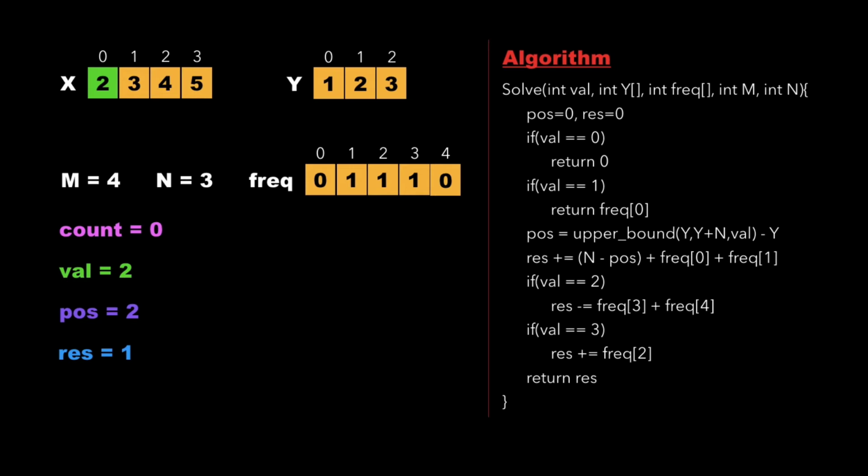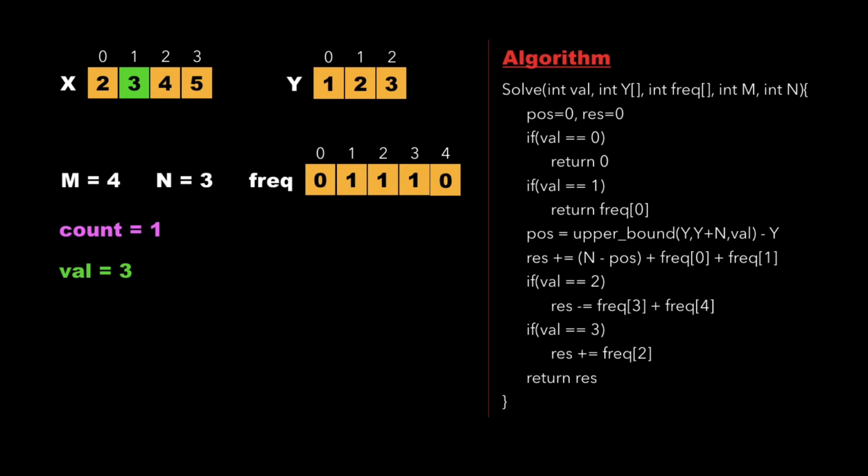And finally we return the result value. After returning, we update the count variable by adding the value of result to it. So the updated value of count is 1, which means that we have one pair till now. Then we move further, and here the value of val is 3.